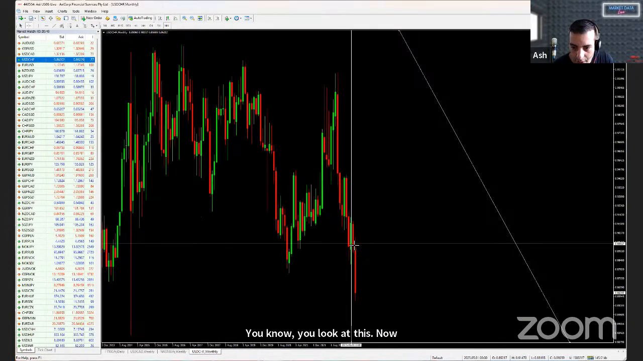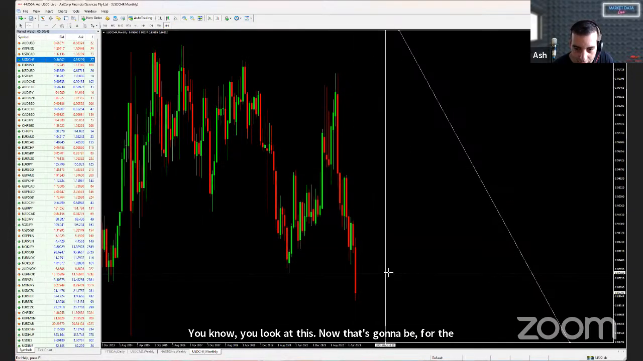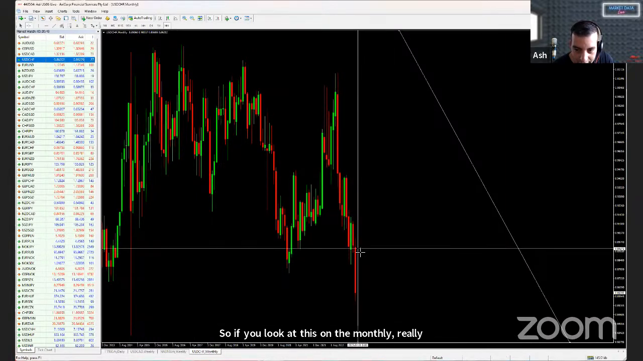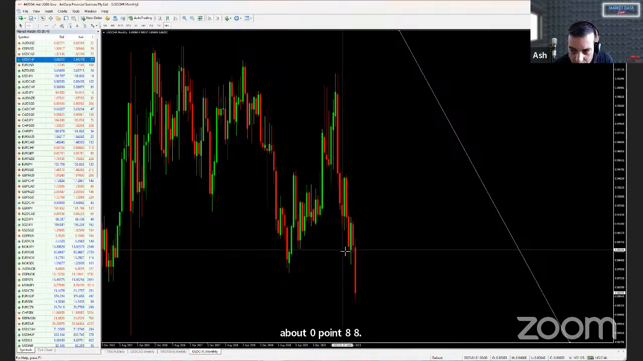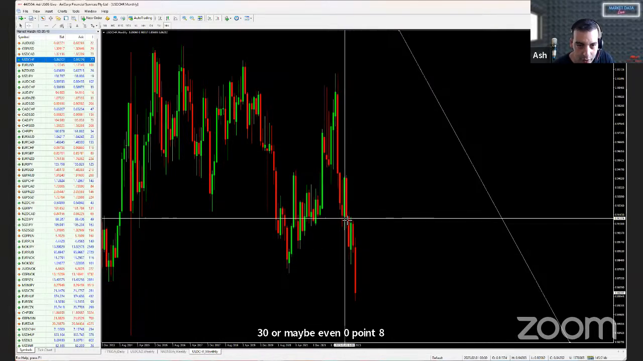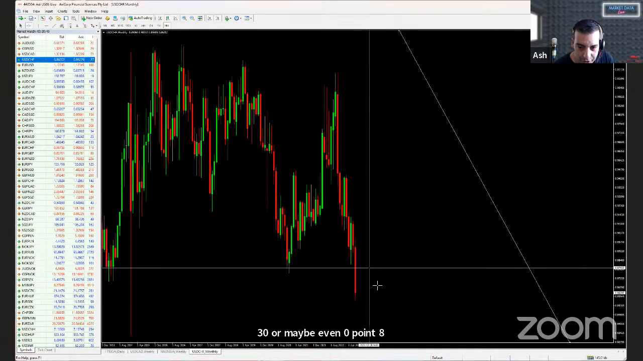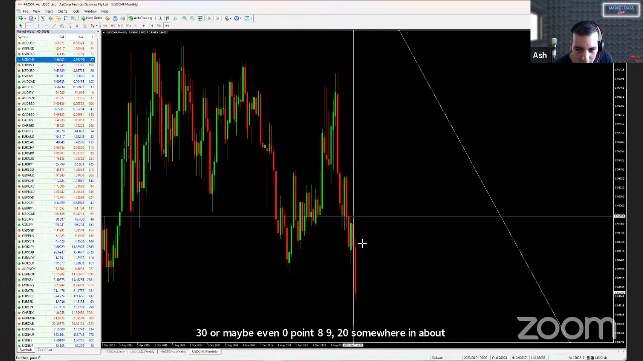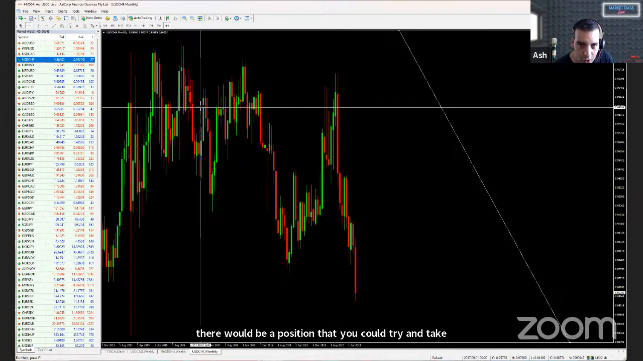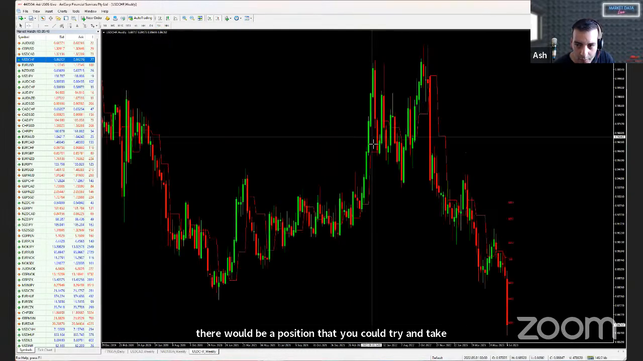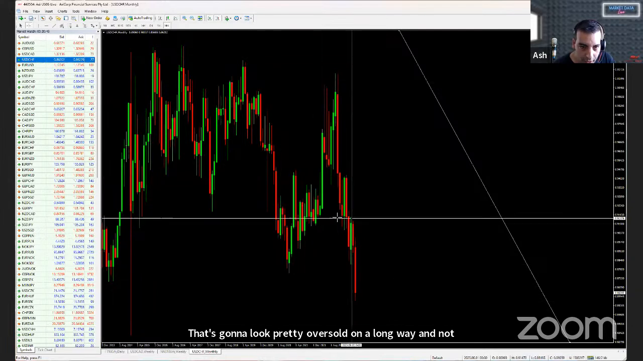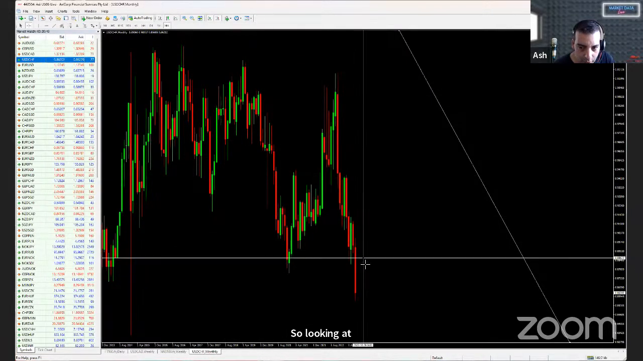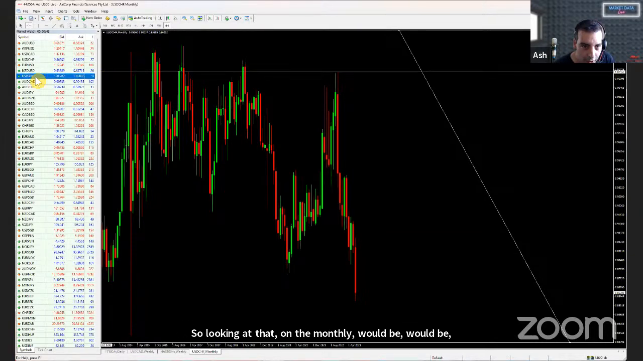So if you look at this on the monthly, really you're looking for this to retrace all the way back for a few days and then give you a position somewhere around 0.8830, or maybe even 0.8920. Somewhere in there would be a position that you could try and take short. But it's gone a long way and not that attractive. That's going to look pretty oversold on most time frames. So looking at that on the monthly would be another short, but not that attractive.